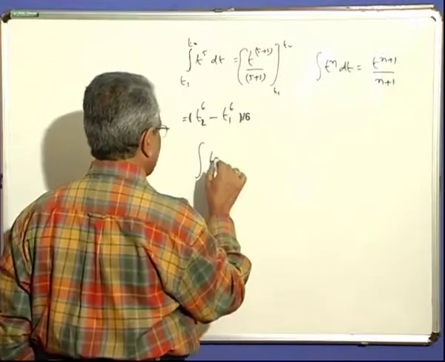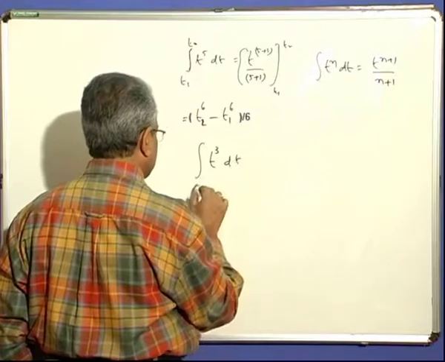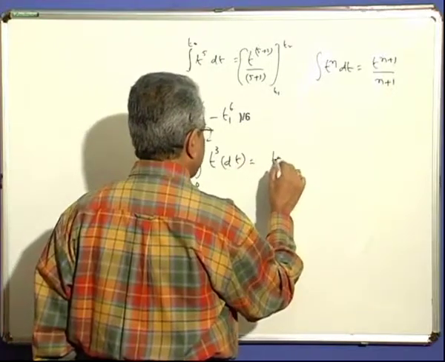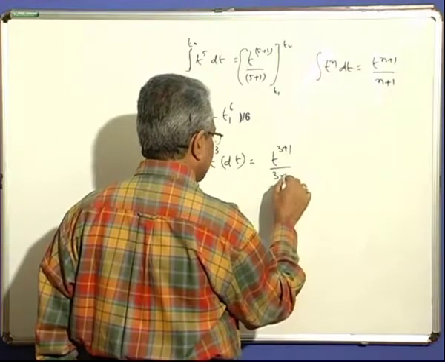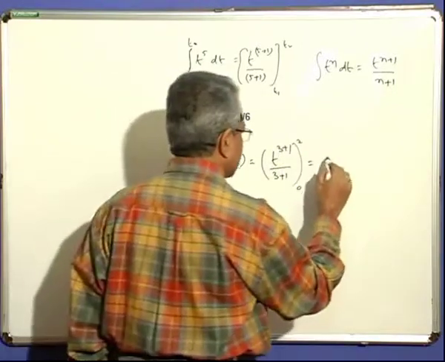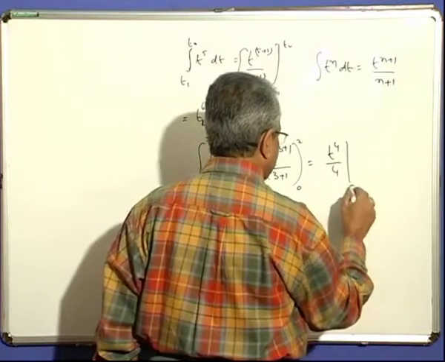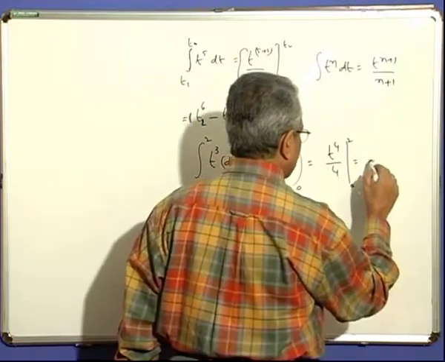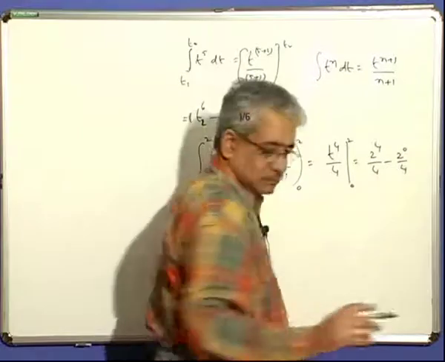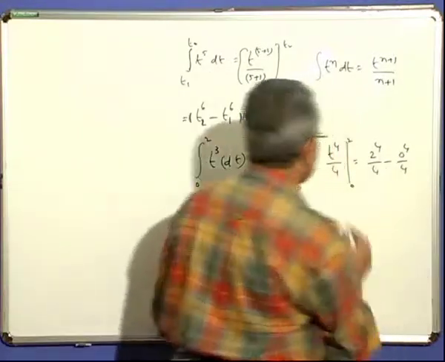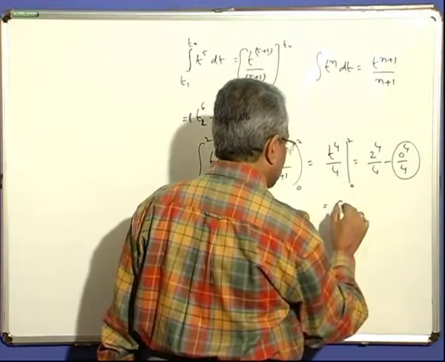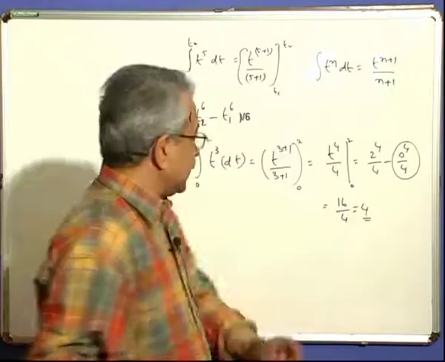Suppose I put another equation: integration of t cubed dt from 0 to 2. If you do this, what will you get? You will get t^(3+1)/(3+1) from the limit 0 to 2. That means t must go from 0 to 2. This equals t^4/4, with the limit 0 to 2. The upper limit is 2, so it is 2^4/4 minus 0^4/4. That means this is 0. The entire lower limit becomes 0, since t is equal to 2 there and t is equal to 0 here. So you are left with 2^4, that is 16/4. The answer is 4.